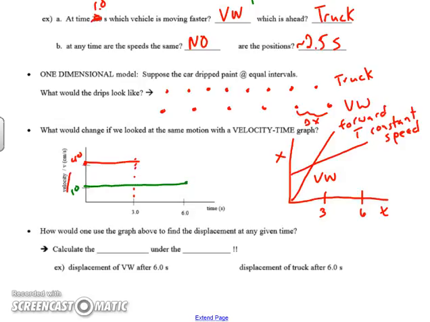Okay? So notice that a position time graph and a velocity time graph, even though they're saying the same thing, look very, very different. When you have an upward sloping position time graph, you get a flat velocity time graph, and if the velocities are positive, you're going to be in the positive part of the y-axis.